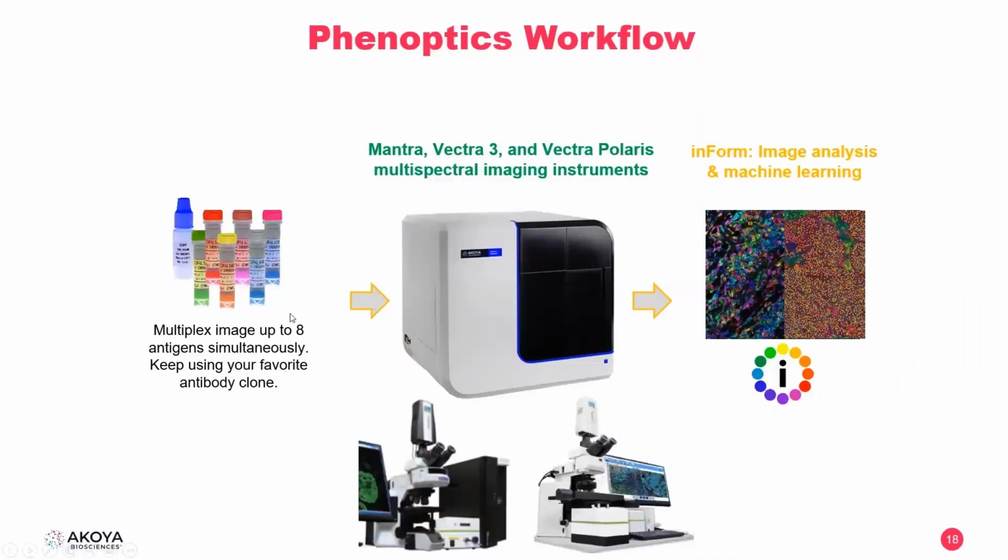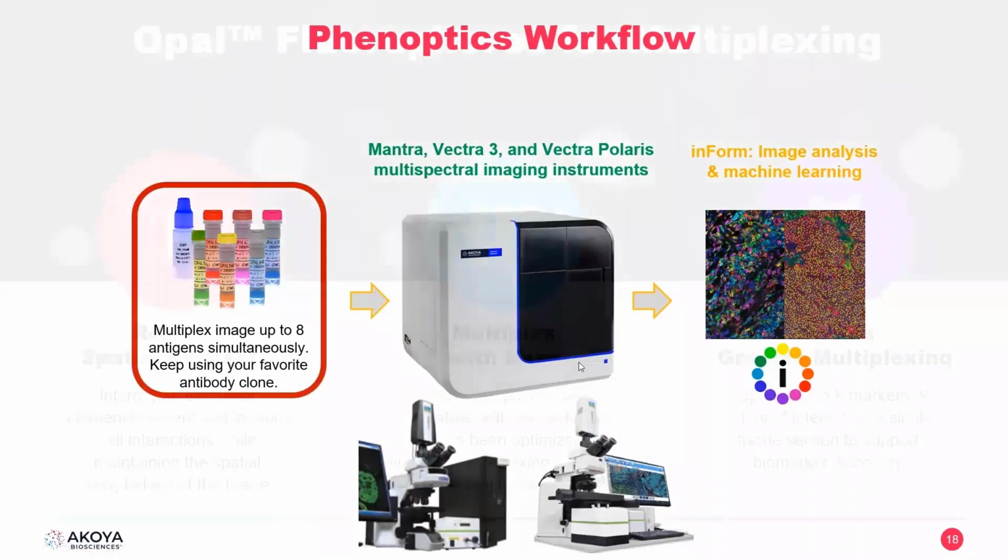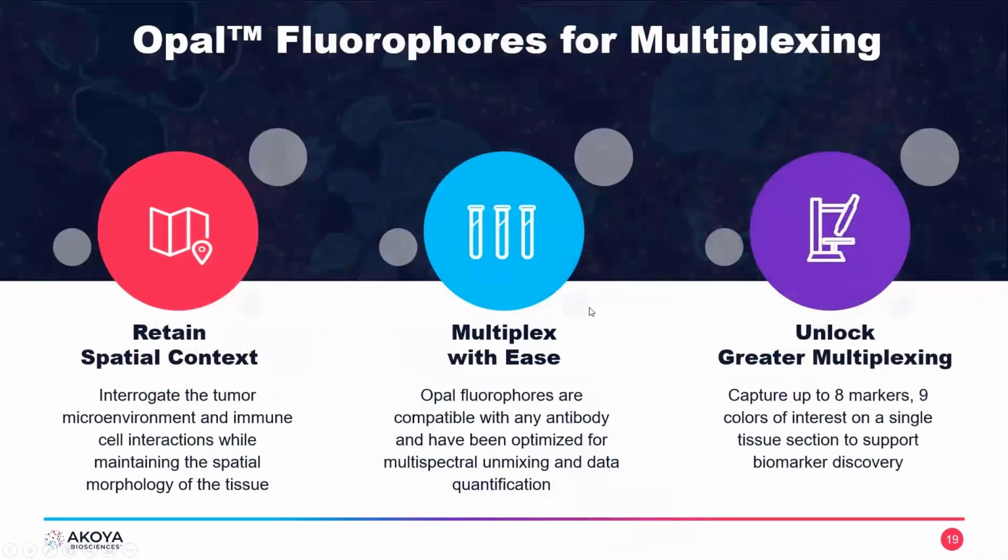Now I'm going to give a brief overview of our workflow, starting with our Opal fluorophores. Opal is designed to let you make the most of your tissue by maintaining tissue quality, giving you the flexibility to use different antigen retrieval conditions, enabling you to identify multiple markers on the same cell or even in the same cell compartment, and simply letting you see more. So like I said before, Opal allows you to look at up to 9 colors on a single tissue section, and it gives you the flexibility to tailor your assay to the work that you're doing, all while retaining spatial context.